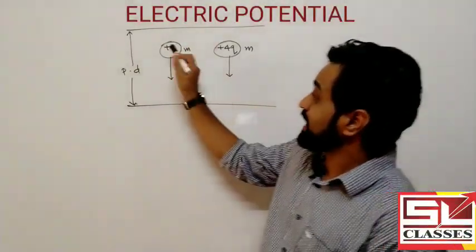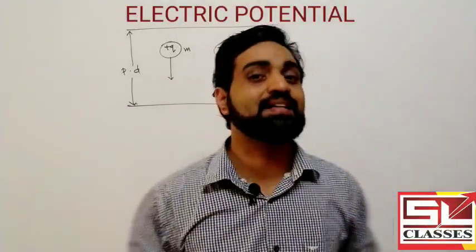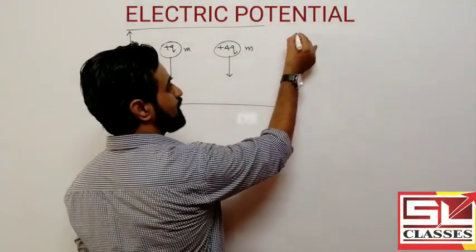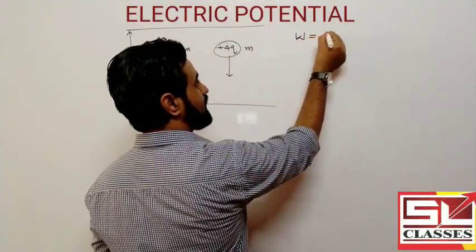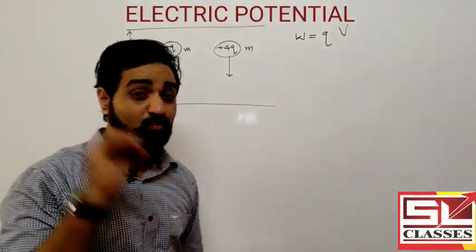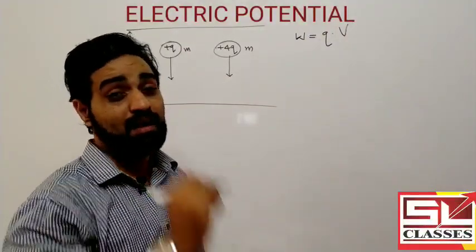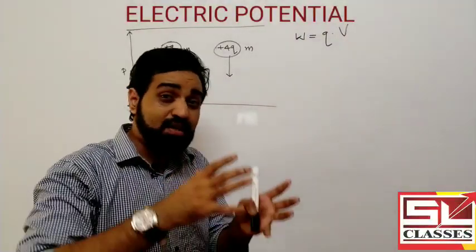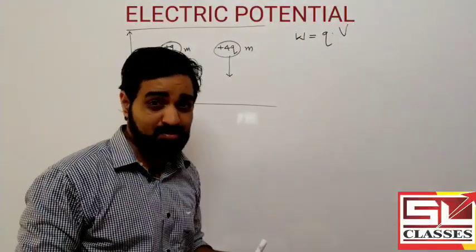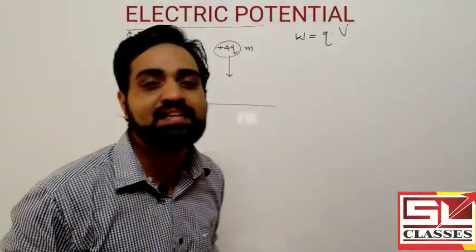So when a charge is moving through a potential difference, the work done to move that charge, we know, will be W equals q into potential difference V. That is the work done to move a charge in a potential difference V. And like in mechanics, when we have done work on some particle, that work becomes the gain in kinetic energy.